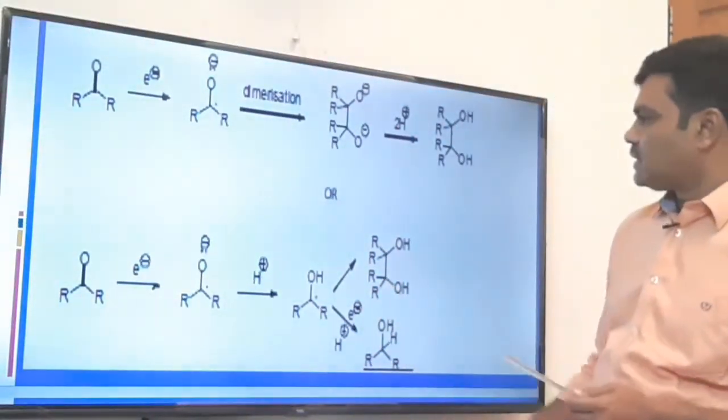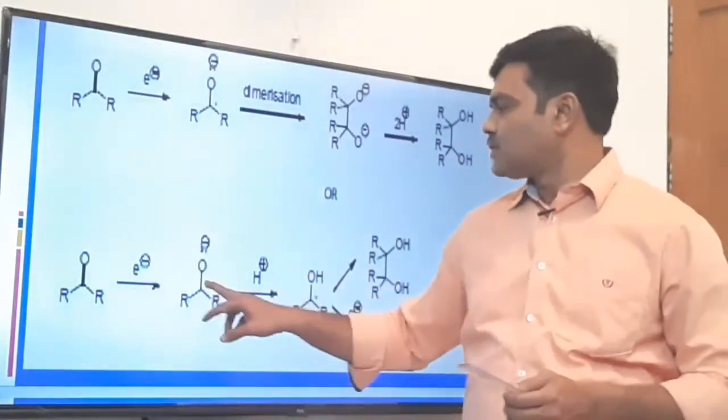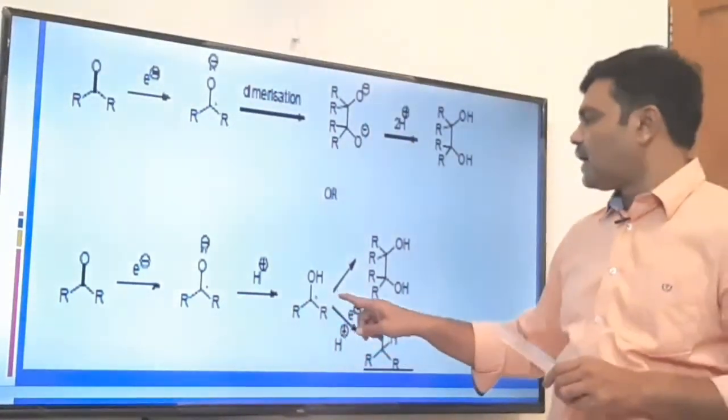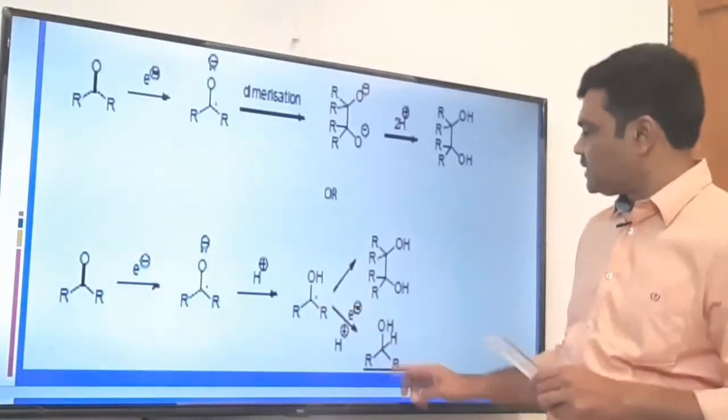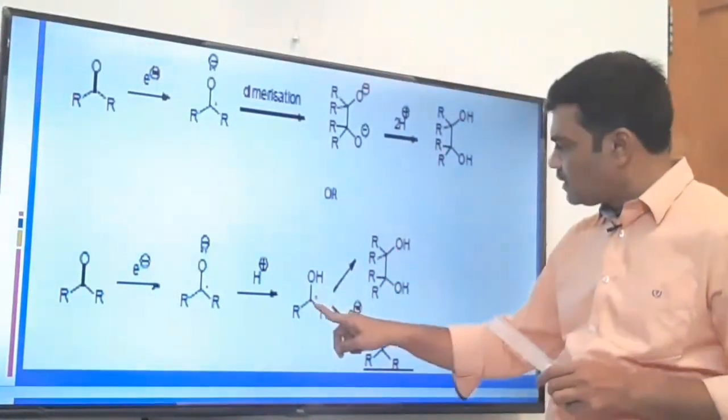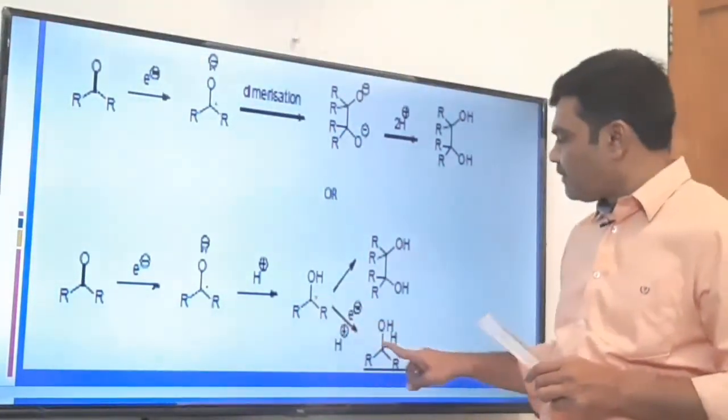The same is again repeated here: the ketone is first converted to an alkoxy radical, then protonation, and then dimerization, or there is a possibility of dimerization, or directly you may get the second.